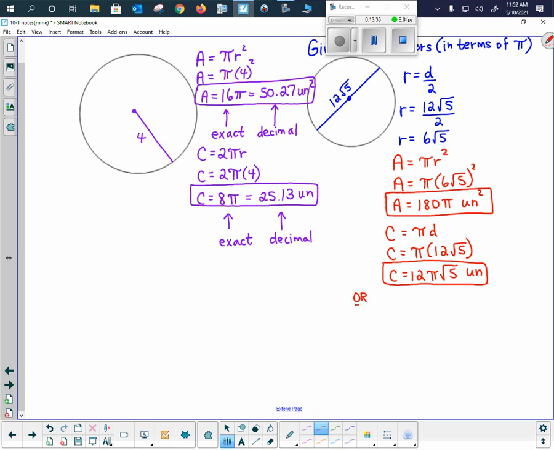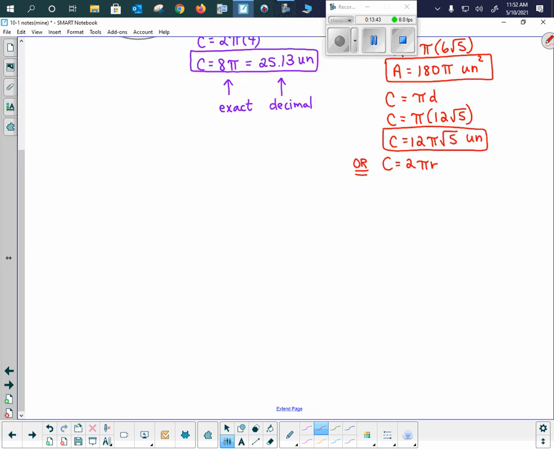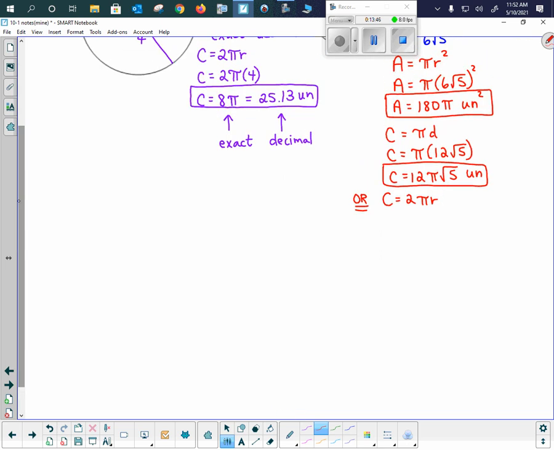Or your circumference could have been 2 pi r. But if there was any doubt in your mind that you had calculated the radius correctly, I would use the diameter. But let's show you that it does work. You'd have 2 times pi times the radius we found above of 6 root 5. That's good for you to practice anyway, to understand. You're really just doing 2 times 6 root 5, which is 12 root 5. And you got to put the pi in the right place, times pi. So 12 pi root 5. Notice, same answer that we just got above.